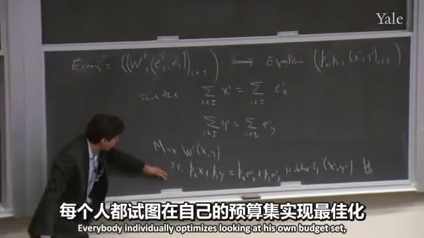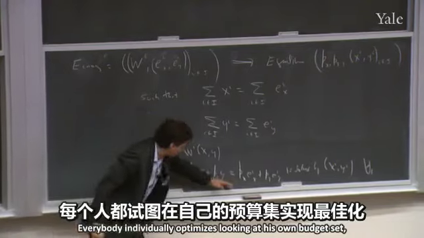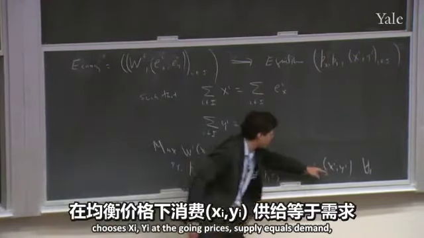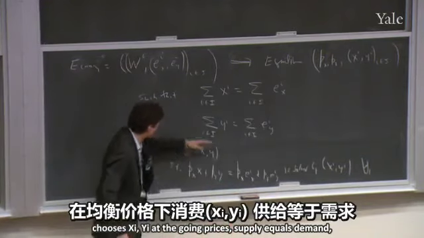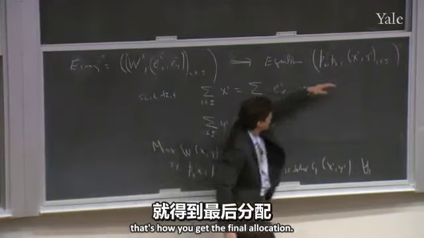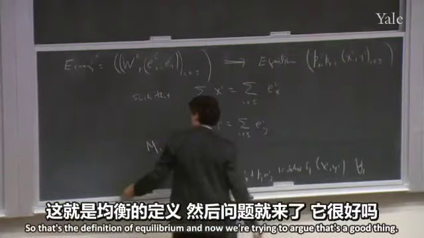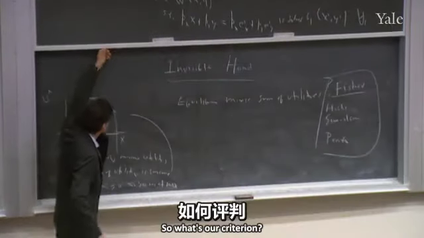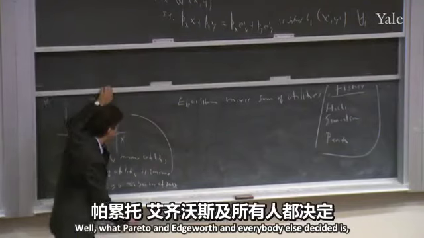Everybody individually optimizes, looking at his own budget set, the hell with everybody else, does the best in his interest, chooses xi, yi at the going prices, supply equals demand. That's how you get the final allocation. So that's the definition of equilibrium. And now we're trying to argue that's a good thing. And so what's our criterion?